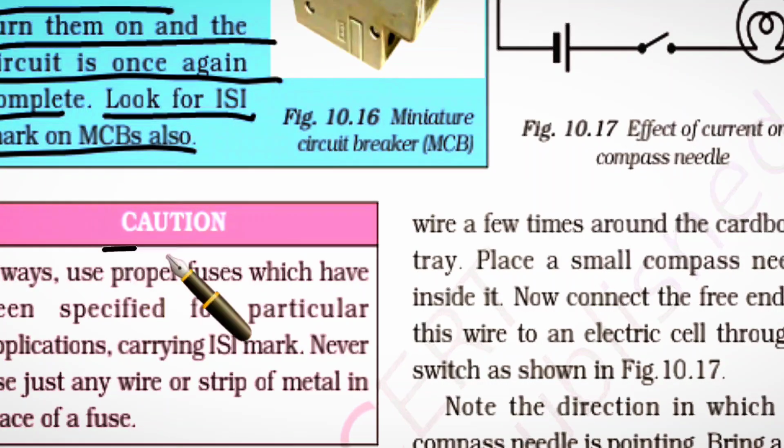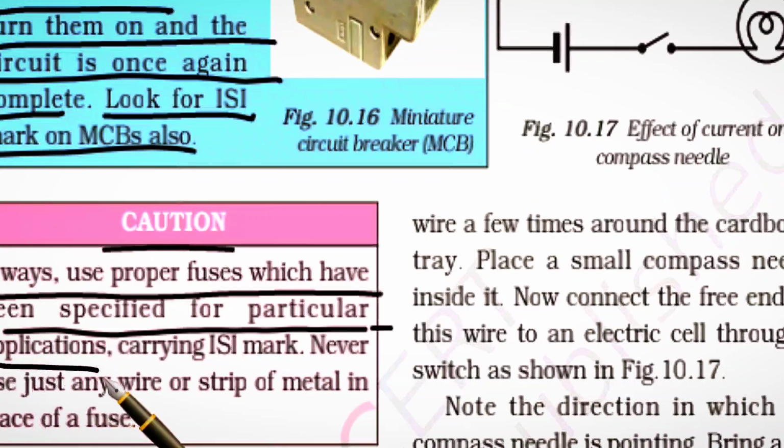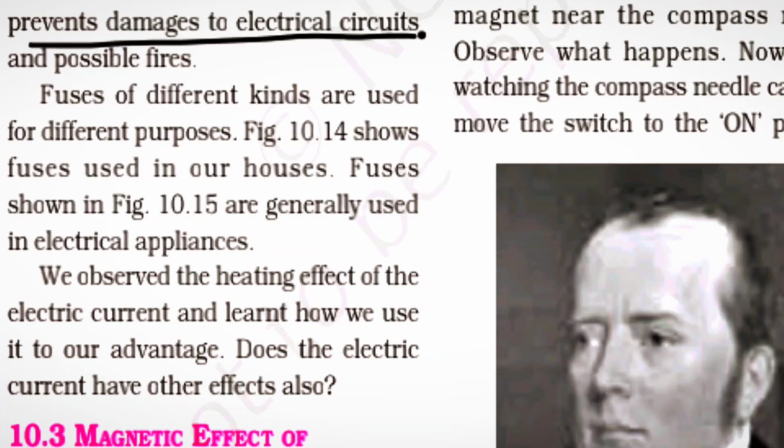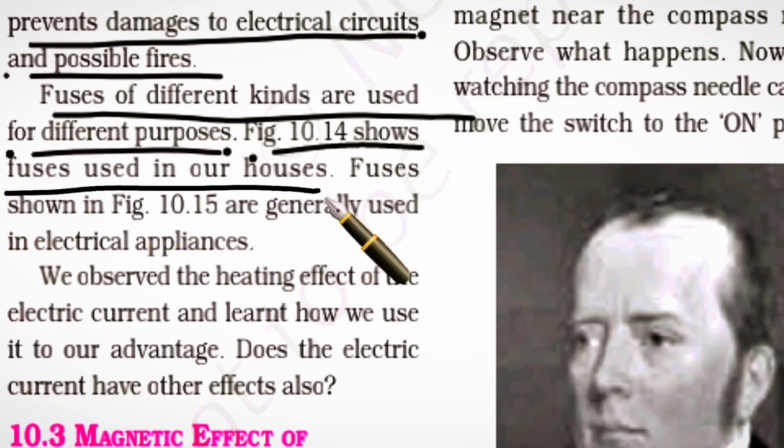Caution: always use the proper fuse which has been specified for the particular application and carries the ISI mark. Never use just any wire or strip of metal in place of a fuse, to prevent damage to the electric circuit and possible fire. Fuses of different kinds are used for different purposes. Figure 10.14 shows fuses used in our houses. Fuses shown in figure 10.15 are generally used in electric appliances.